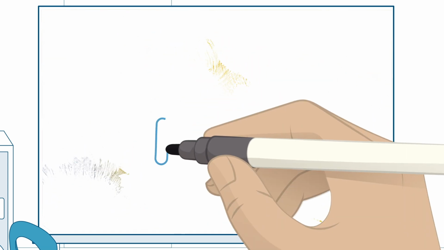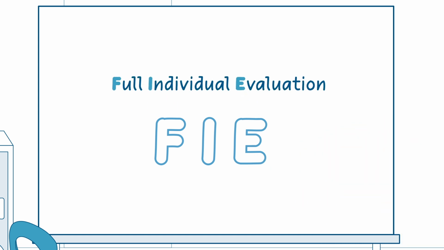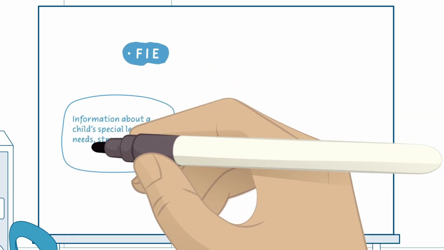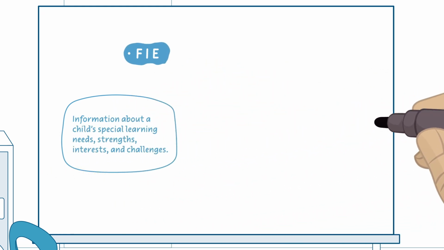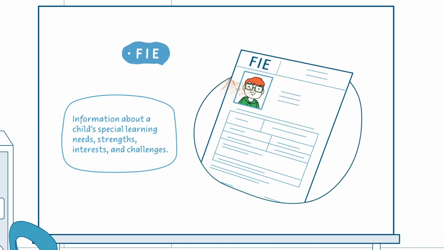An initial ARD meeting reviews a student's FIE, or Full Individual Evaluation. The FIE is a collection of information about the child's special learning needs, strengths, interests, and challenges. It determines if the child has a disability and, as a result of the disability, what specially designed instruction or services are needed for the child to participate in school activities fully.